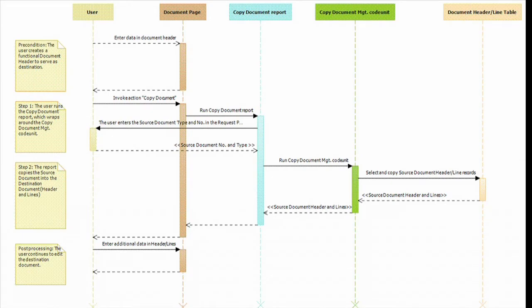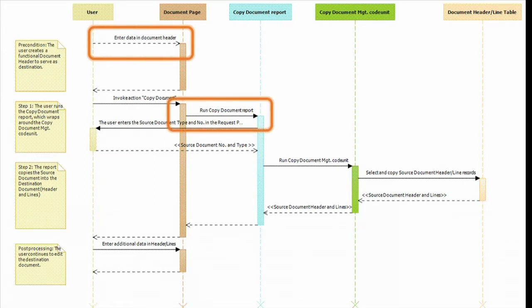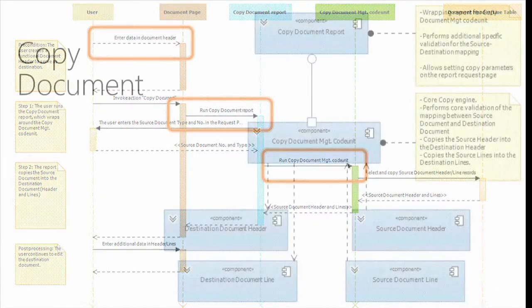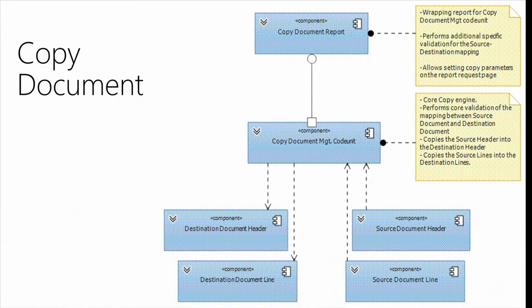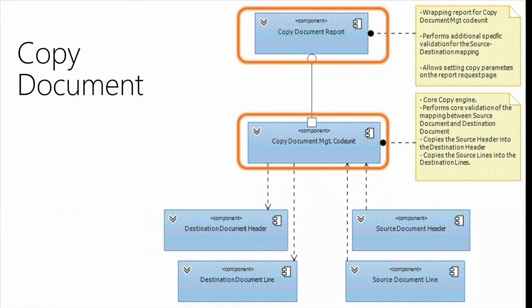If you just take a very simple flow diagram here, the user creates a document header, runs the report, invokes the copy document, and we have this little function that does the magic. Looks pretty simple. If we look at it from a component perspective, it looks, again, very simple, but we have a wrapping codeunit, a wrapping report, for calling the codeunit, and actually we are utilizing the fact that we have that request page so you can key in parameters for free, and that just calls this copy document management codeunit, that's an awful long name, that does the trick of copying from the source to the destination.